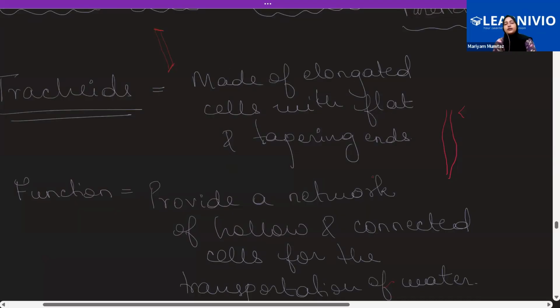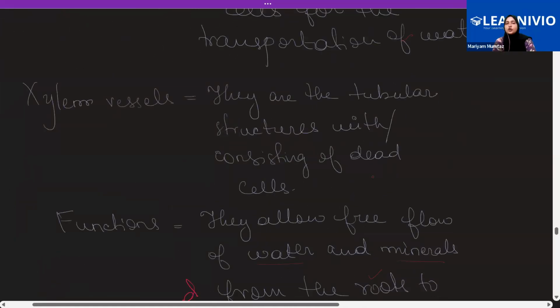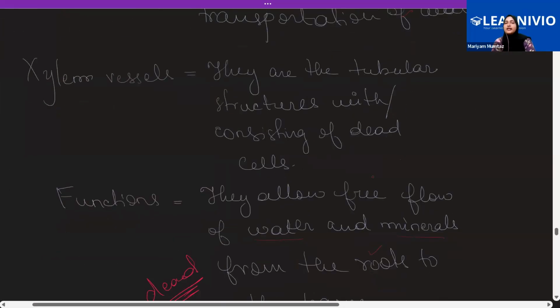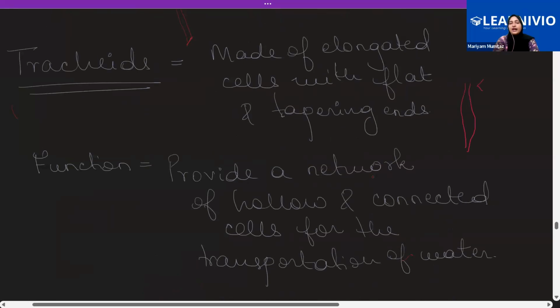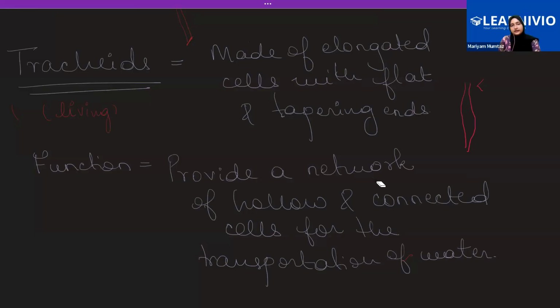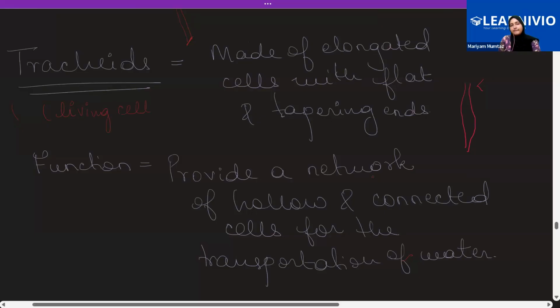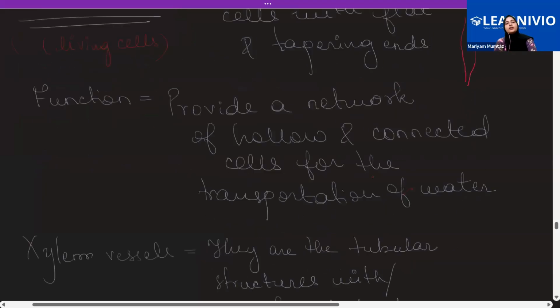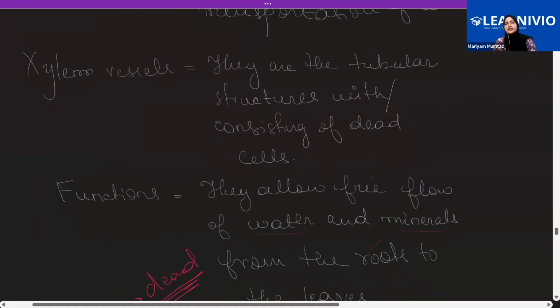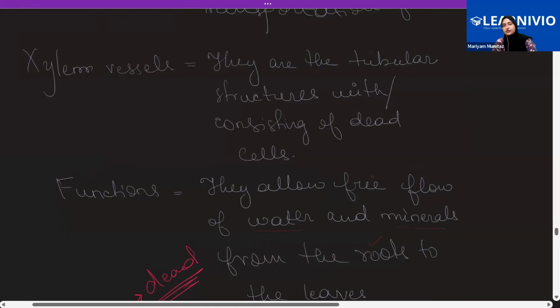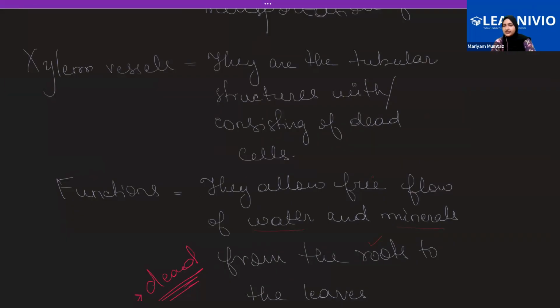Yeah. Okay, very good. Now comes the next component of the xylem, which is called the xylem vessel. Also remember, tracheids are living. Okay, they are not dead. They are living tissues or living cells. I'll write it here. They are living cells. Always remember that. Then the xylem vessels, these are tube-like, tubular structures. Now they consist of dead cells in them. Okay, they consist of dead cells, but they are not dead as such.